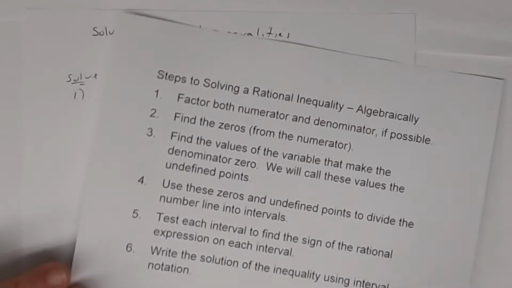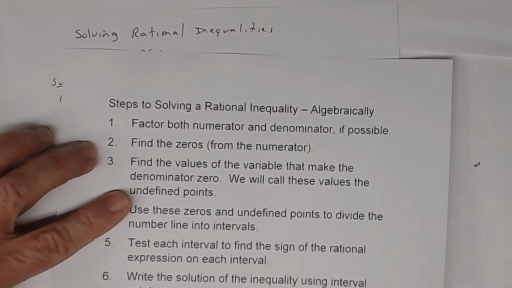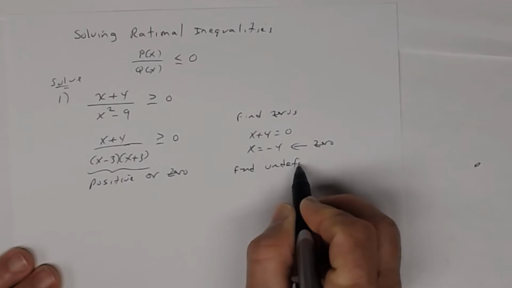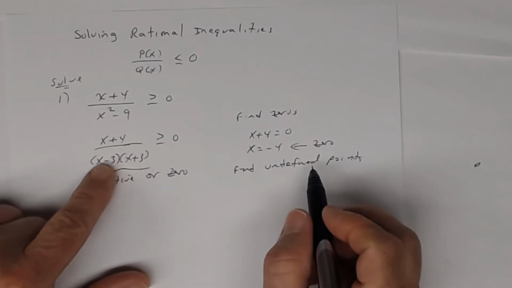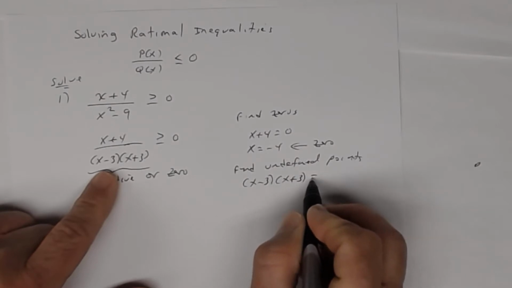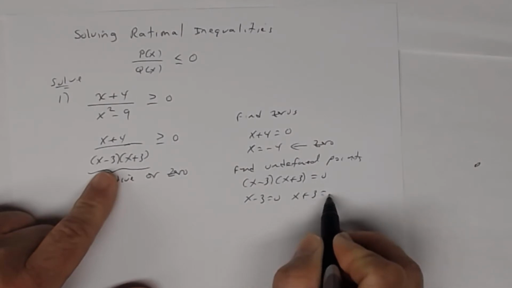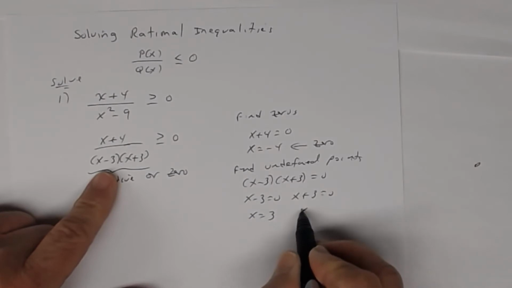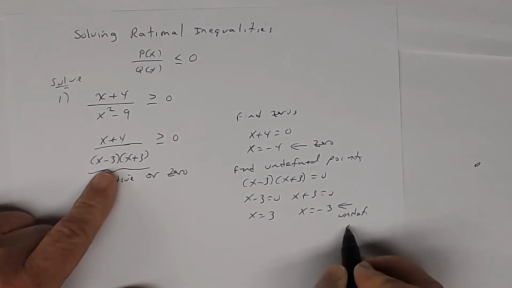So now, in part 3, we have to find what makes the denominator 0. Those are going to be called the undefined points. To find the undefined points, you set the denominator equal to 0, and I always tend to use the factored form. So we have x minus 3 times x plus 3 is equal to 0, and we set each factor equal to 0. x minus 3 is equal to 0 when x is equal to 3, and x plus 3 is equal to 0 when x is equal to negative 3. So these are your undefined points.